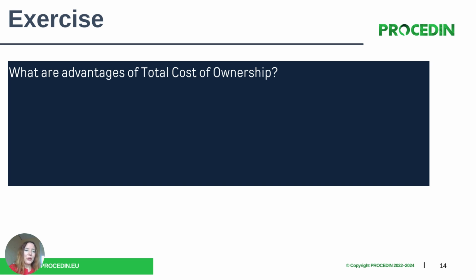As homework, you could think about what kind of advantages you would have in case you would use this innovation procurement instrument, total cost of ownership, and also think about the challenges you will probably have by using this instrument, and how to overcome these kinds of challenges.